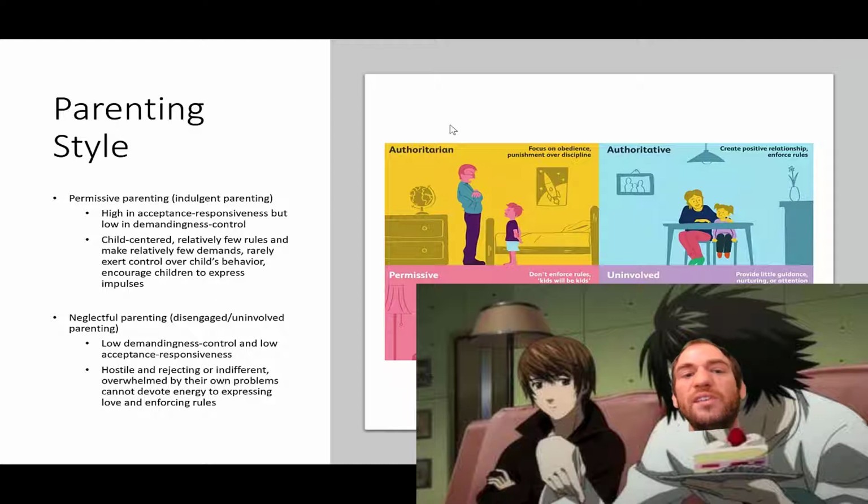So permissive is what its name says. It's very permissive. It's high in acceptance and low in demands, versus neglectful, where you have low in everything. You're low in demandingness, you're low in acceptance, responsiveness, you're just existing. Often these parents, as stated, are overwhelmed with numerous other issues going on in their lives, and also had a difficult upbringing as well.